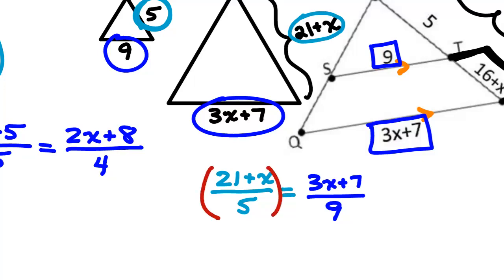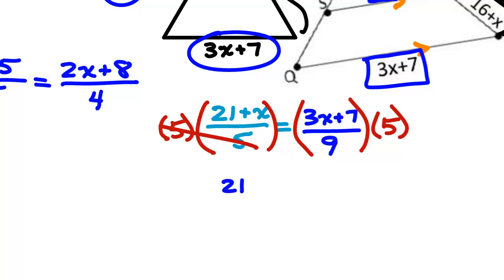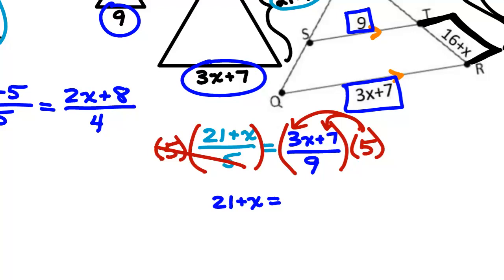Multiply by our denominators. Doesn't matter which denominator you pick first. You're going to have to multiply by both of them. All right, so that would be 21 plus x equals, don't forget this 5 has to distribute to both parts of the binomial. So I would have 3x times 5, so that's 15x. 7 times 5 is 35, and it's over 9.